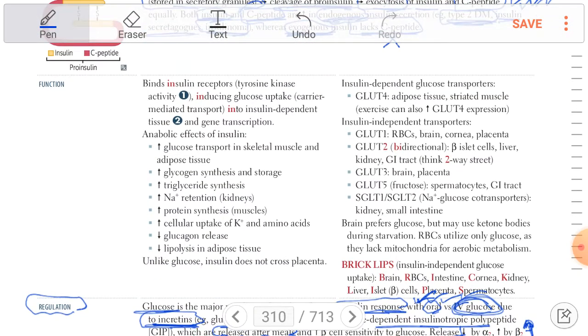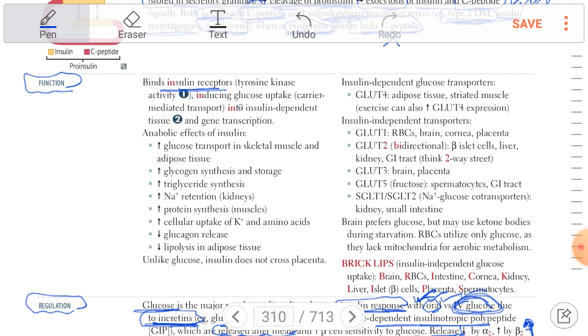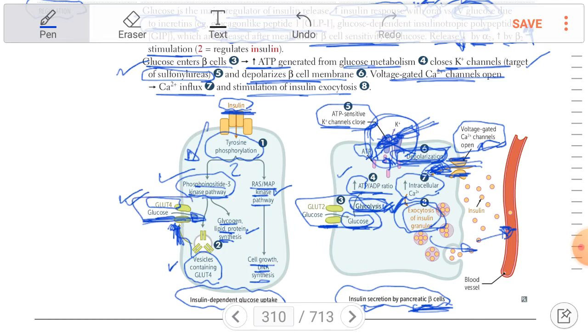Then the next one, which is the function: binding to insulin receptor. Here there is binding to insulin receptor, and it will go through this pathway. Binding to insulin receptor leads to tyrosine kinase activity, inducing glucose uptake through carrier mediated transport. What is this carrier? GLUT4, transported from the cytoplasm to the cell membrane, leading to entrance of the glucose.